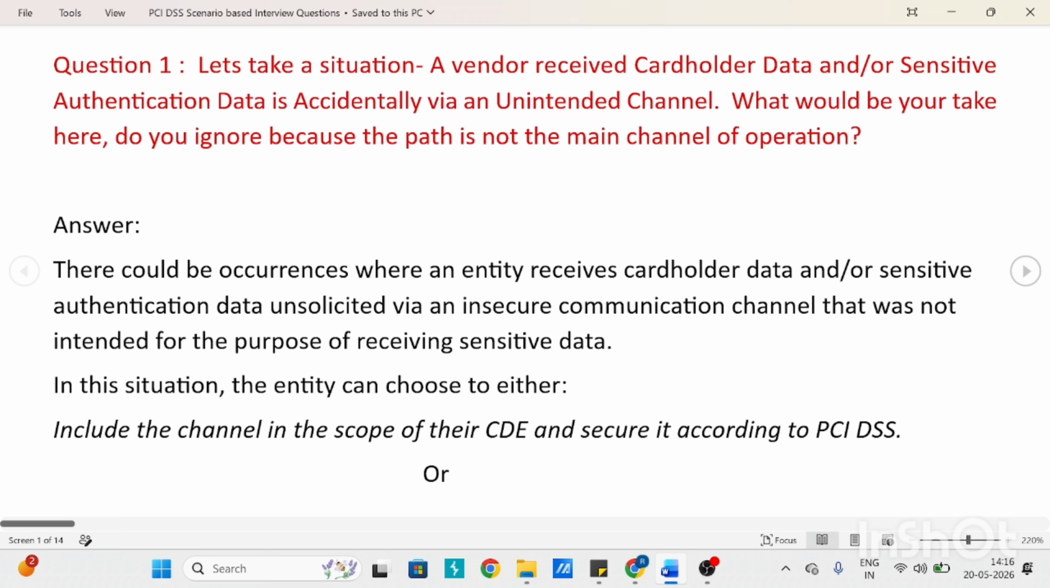Morning team. Today we will discuss PCI DSS scenario based questions. Here's question number one. A vendor is receiving cardholder data or sensitive authentication data accidentally via an unintended, unauthorized channel. What would be your take here? Do you ignore the path because this is not the main channel of your operation?